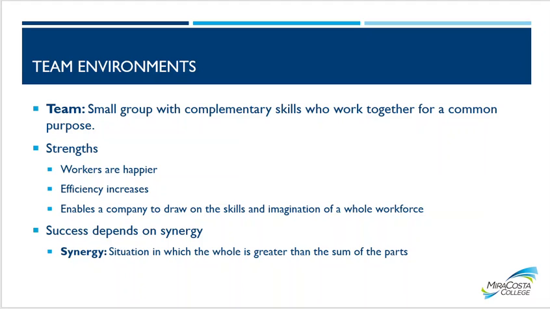So a team is a small group with complementary skills who work together for a common purpose. You could be putting together an event. A team gets together for an event. The strengths of having teams are that workers are happier. They're not doing everything by themselves. They have team members among whom they can disperse the workload. Efficiency increases. You work faster. Maybe you don't forget certain tasks because you're working in a team with more individuals involved and dedicated.